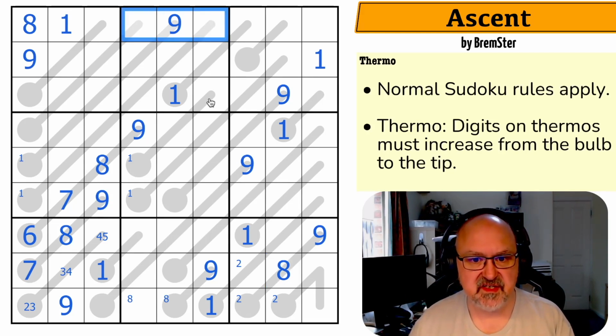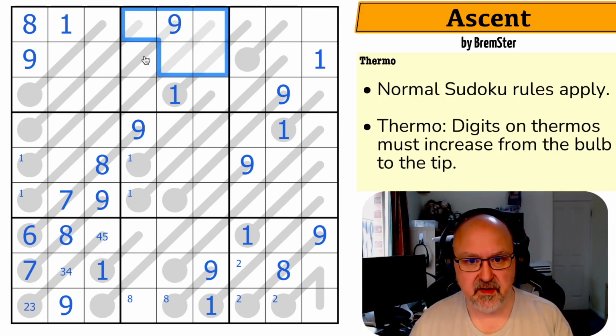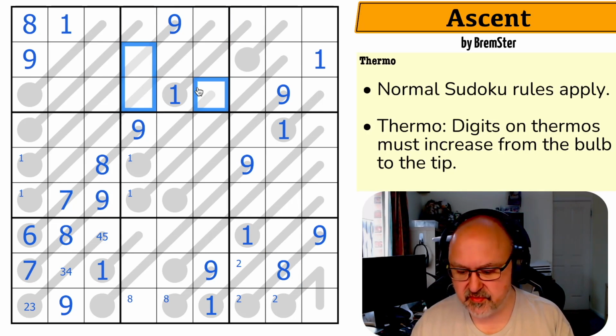In this box, 8 is not up there. 8 is not there because that can't be 9. 8 is not there because that can't be 9. So 8 is in one of those 3.